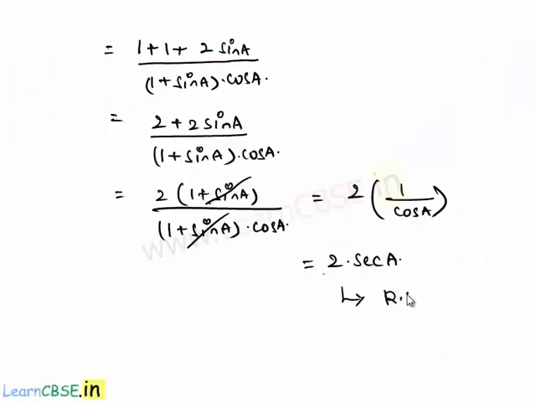Then which is nothing but our right hand side. So here LHS is equal to RHS, and hence we proved the given relation between the trigonometric ratios.